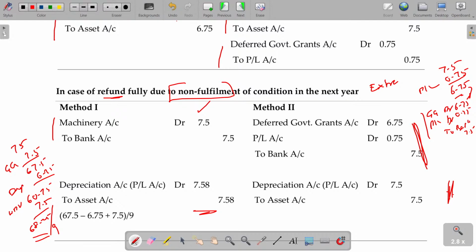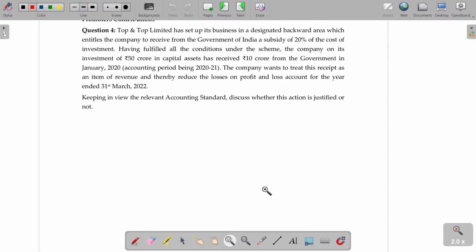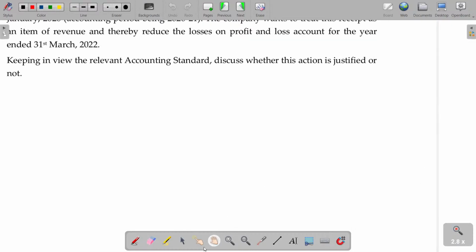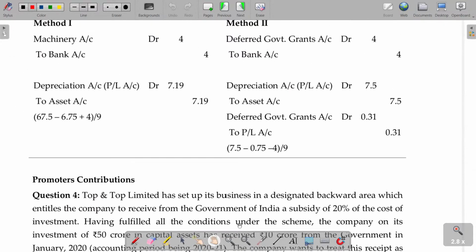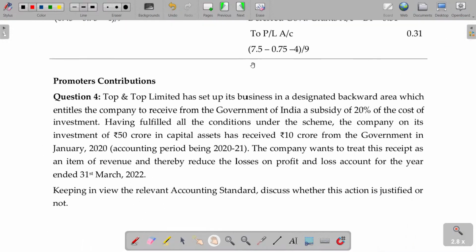Rather than refunding the full value 7.5, in the next illustration a variation is there. A portion is refunded. You can guess it yourself, so I may leave it for your working. If only 4 lakhs is refunded, what happens? Only to that extent you can adjust. Is it complete refund or partial refund?